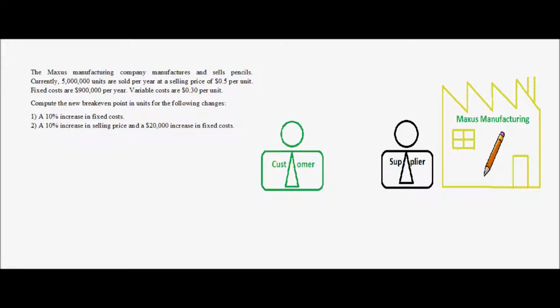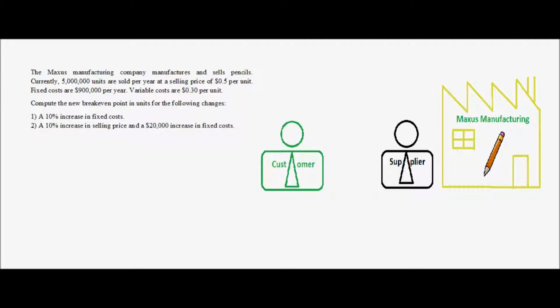Let us look at another example of cost volume profit analysis. The Maxis Manufacturing Company manufactures and sells pencils. Currently, 5 million units are sold per year at a selling price of $0.5 per unit. The fixed costs are $900,000 per year and the variable costs are $0.3 per unit. Now, we have to compute the new break-even point in terms of units for the following changes.